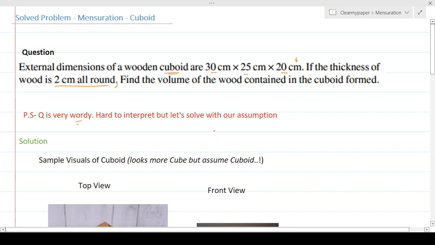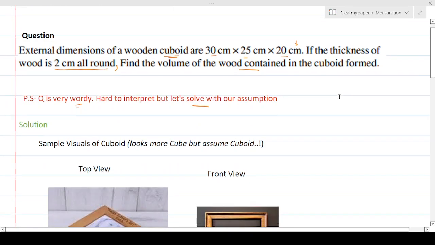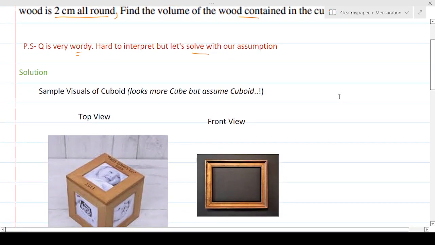But let's assume and solve with our assumption, because I checked out the solution and maybe they're exactly talking what they're thinking. So let's figure out. If the thickness of the wood is 2 centimeter all round, find the volume of the wood contained in the cuboid formed. Crazy. Let's do the visuals first.